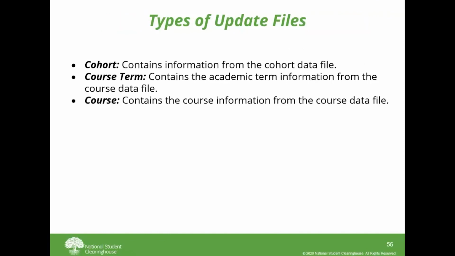There are three types of update files you can submit: cohort update file, course term update file, and course update file. The information from the original course file is split between the term and course update files. Due to the way the data is matched by the clearinghouse, you cannot update both term and course data in one file.